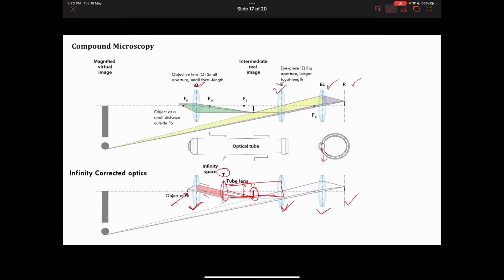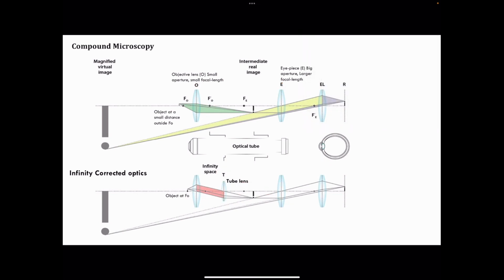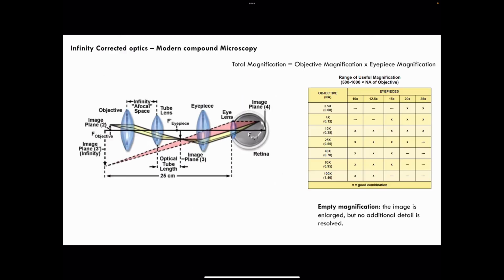Okay, now that we are clear with this, let us actually see how a modern day microscopy uses this infinity corrected optics. In this illustration again, we are seeing that at 25 centimeter, which is basically the least distance of distinct vision, in this case, you have an objective here, a tube lens here, an eyepiece here, an eye lens here, and the image is going to be formed on your retina here. Then the object you are placing somewhere here, right? You have placed the object here.